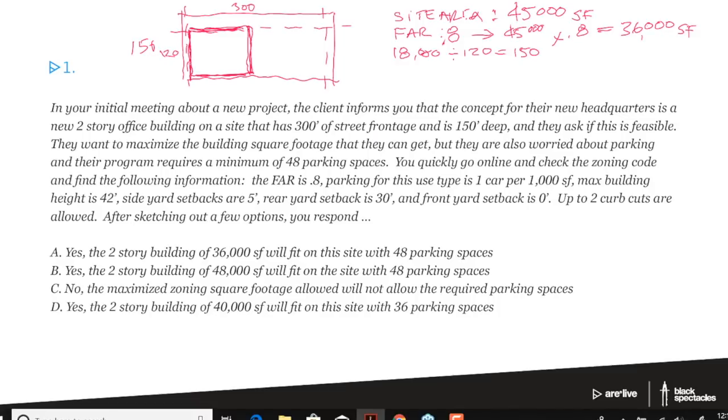So we have the building at 120 by 150. Our overall length of the site is 300 minus the 5 and the 5 on each of the side yards. That leaves us 290 feet of space left to build on. Well, we've used up 150 with the building. That leaves us then 140 feet. So the question becomes, can we fit the parking in the 140 feet that's left?